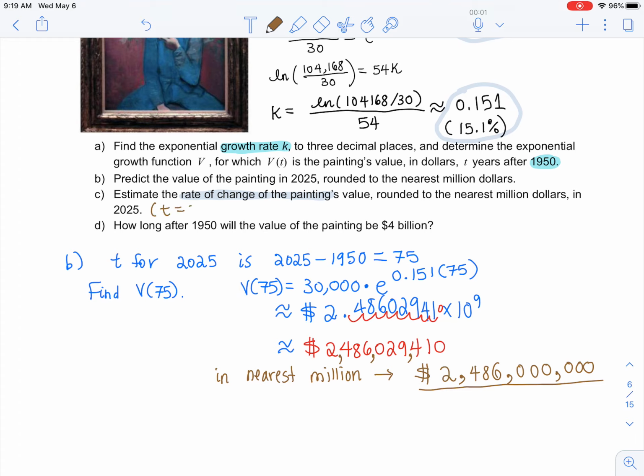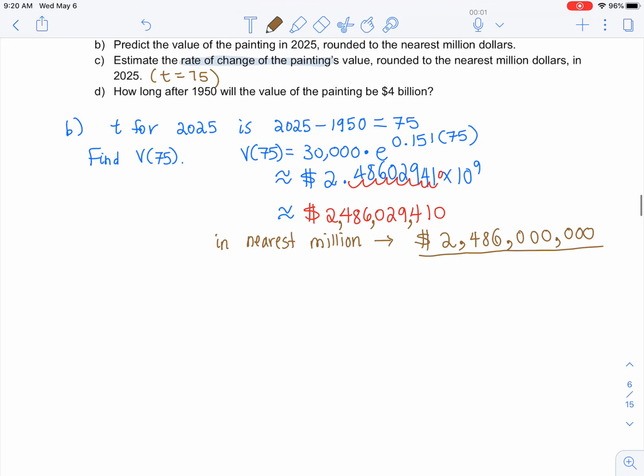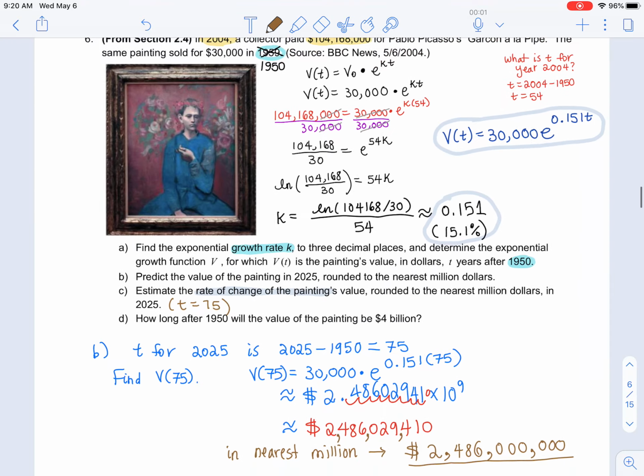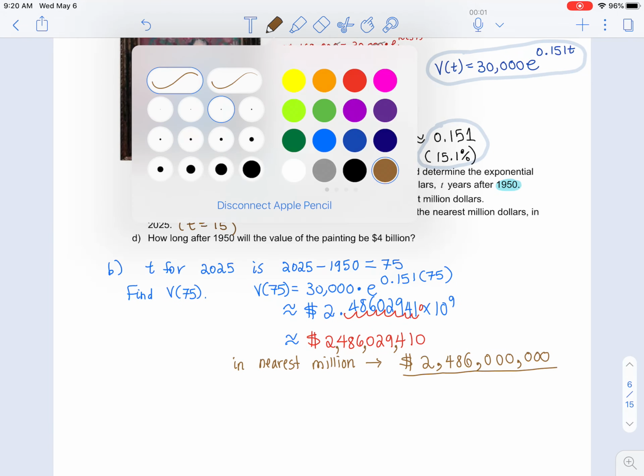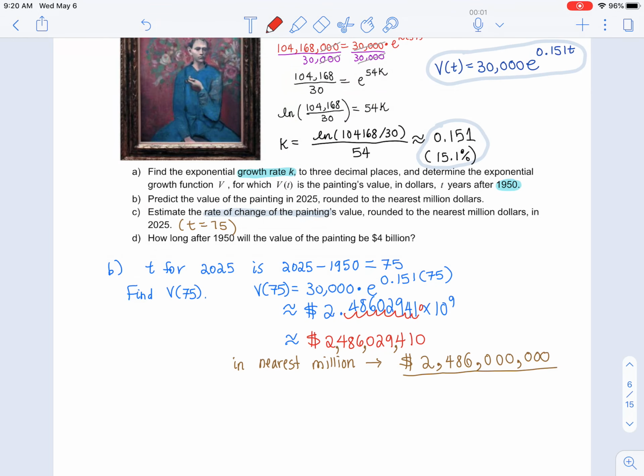So same year, 2025, so our t is still 75, just like B. But we're not plugging 75 into V of t, right? We're going to have to find the rate of change function, which is the derivative function. So let's go ahead and find V prime of t, and then let's plug in 75 there. So what was V of t? We found that on part A earlier.